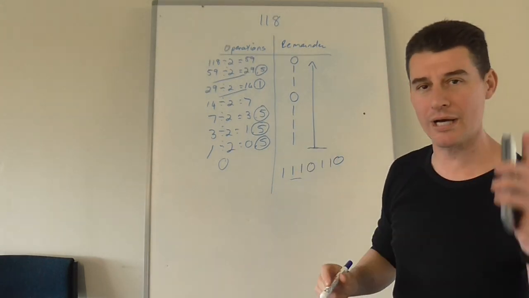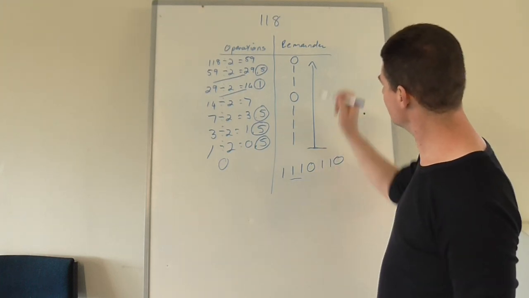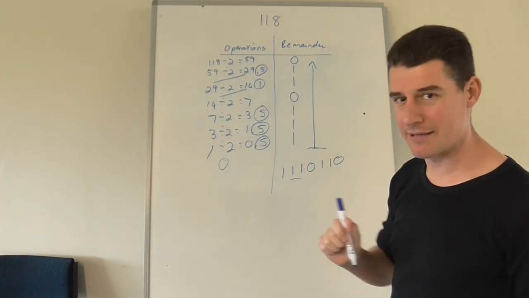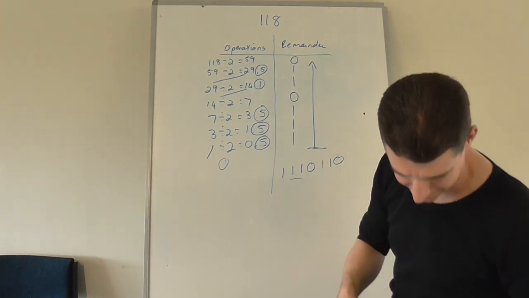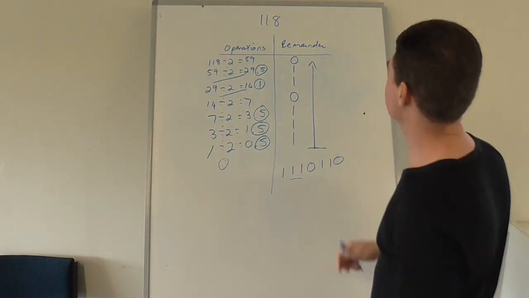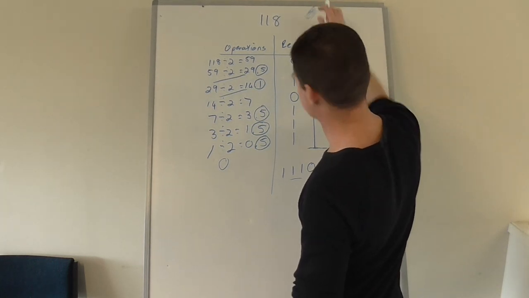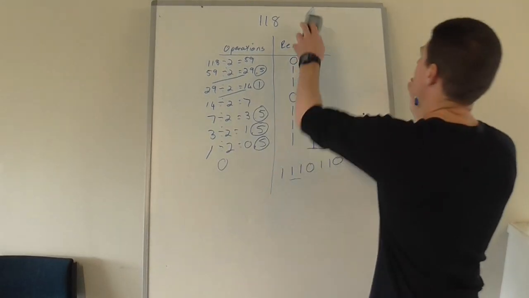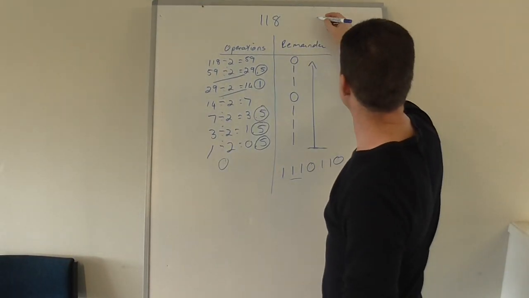Remember, it must always start with a 1. If you started with a 0, you know you made a big mistake. It must start with a 1. So 1110110. All right, so I'm just going to write this here. Sorry. Okay, so let's go.